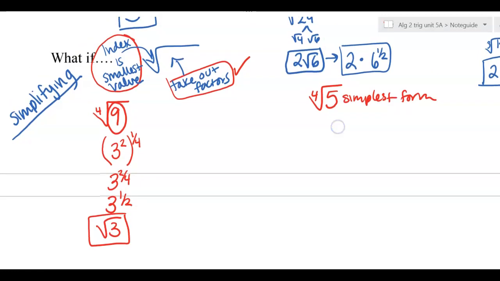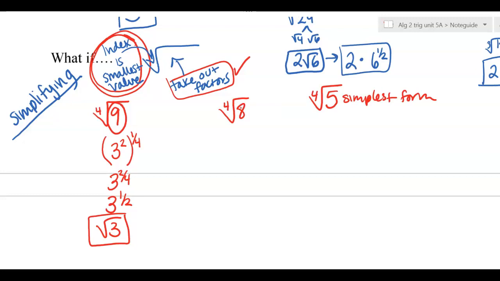The new thing I'm asking you to check is this. And the way that we're going to check it is we're going to ask ourselves, can what's under the radical be written a different way? Do you see how with the 5, since it couldn't be written a different way, there was no need to go through this process? Okay. Now let's say that I tried to do the 4th root of 8. Okay.